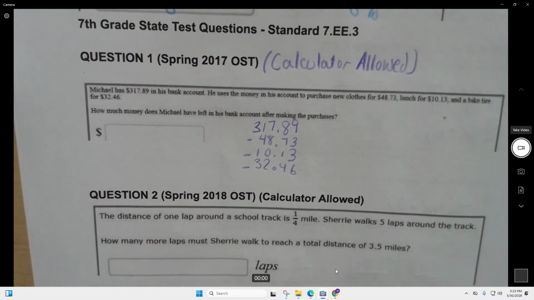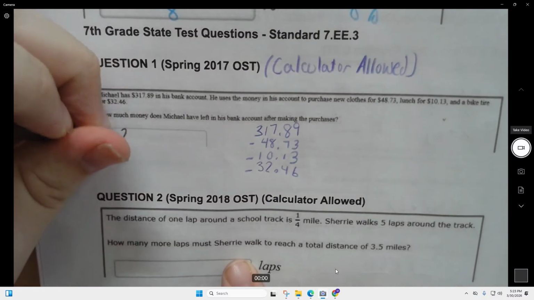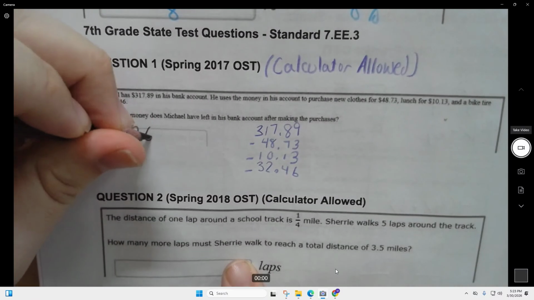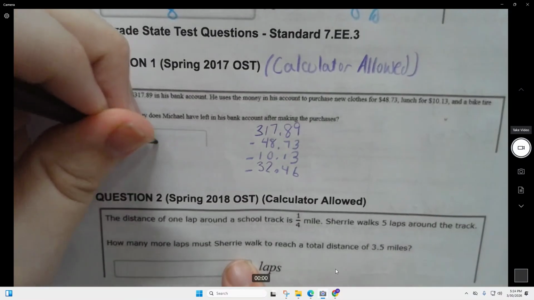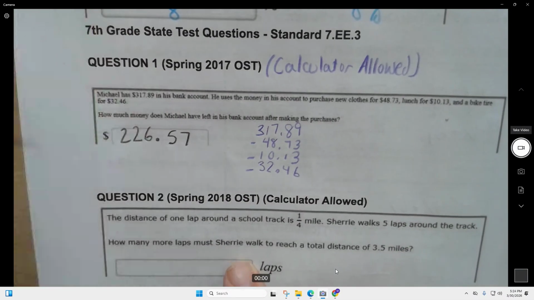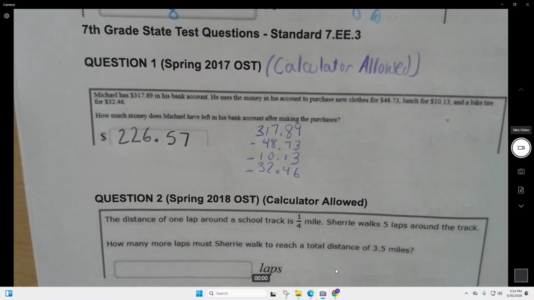$226.57. So you're just going to take that verbatim. That means exactly as it's written, $226.57. And that's your answer for number one.